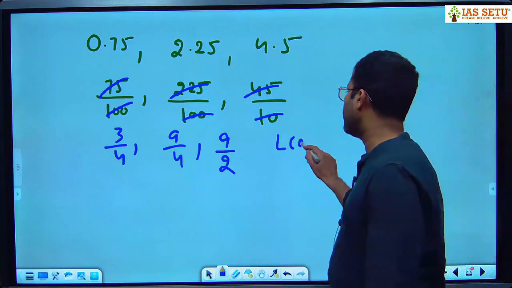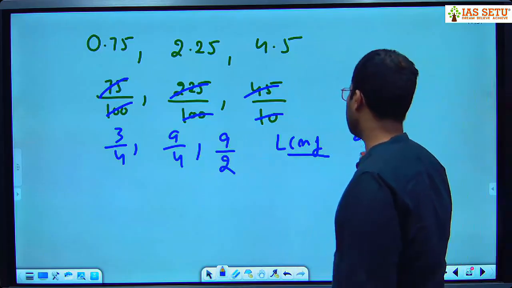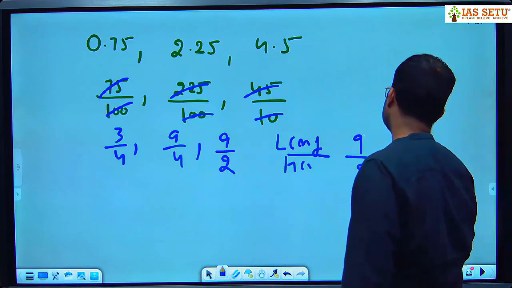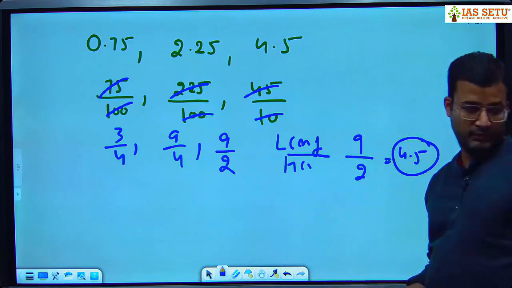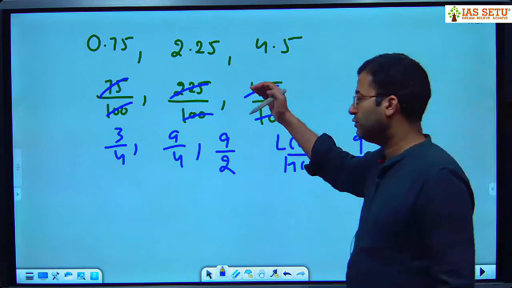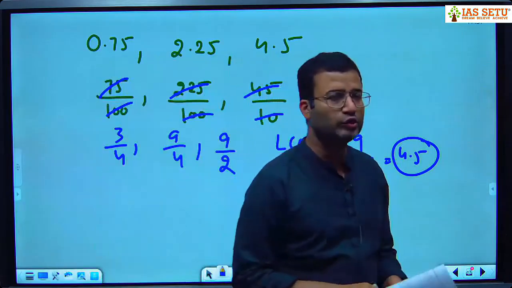We have to find LCM of numerator. What is LCM of 3, 9, 9? What is HCF of denominator 2? So your answer is 4.5. So what you do, you first convert into fraction, then you follow type 2. I ask you a question, try.